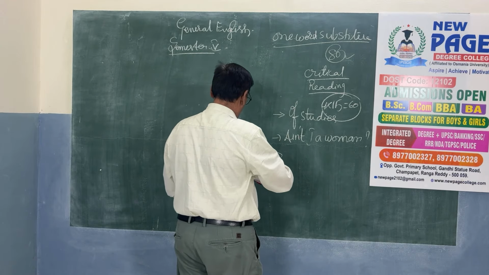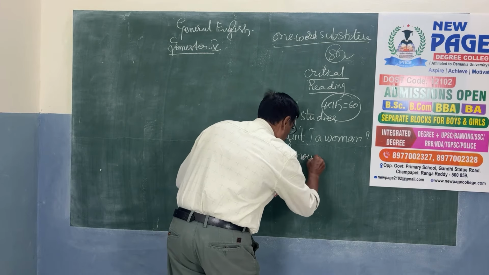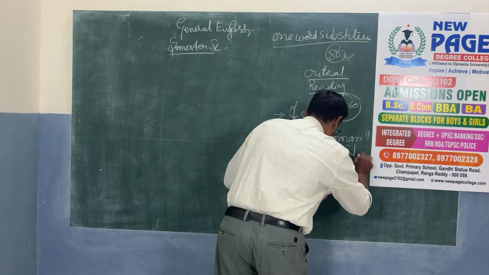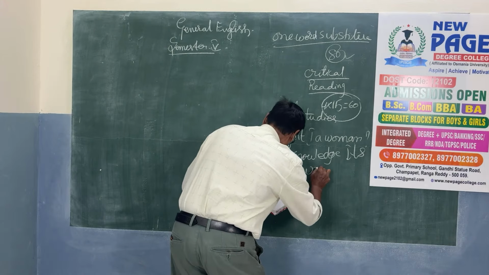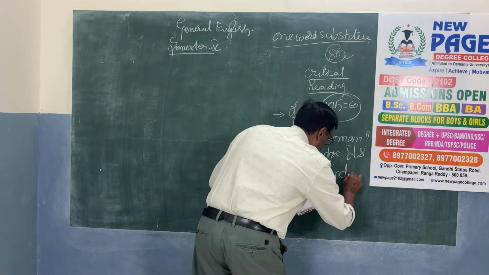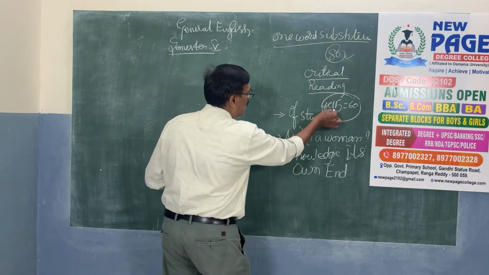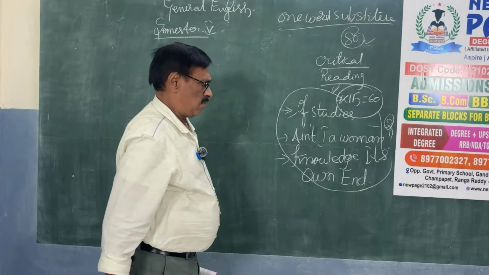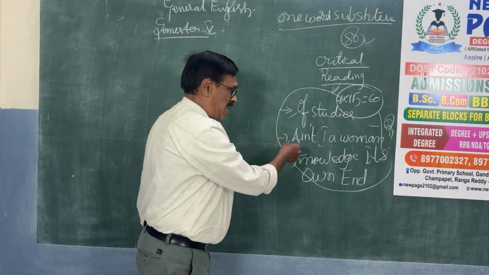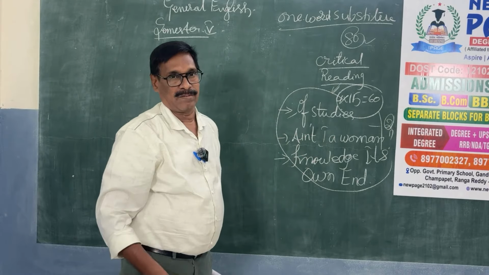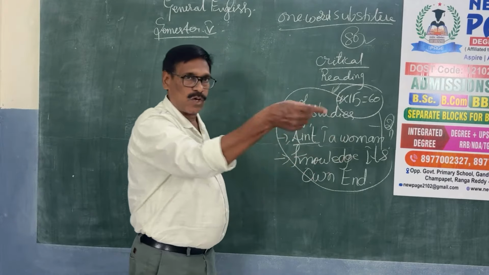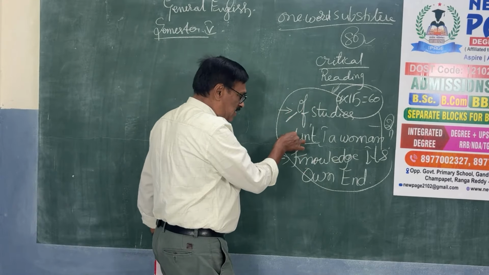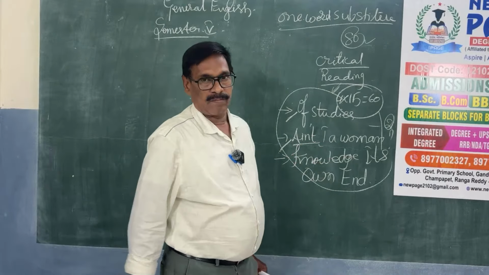Knowledge its own end. But what I am telling you, ma, these 3 are critical readings. I think this one is important. Ain't I a Woman means am I not a woman. So nowadays we are calling this one Ain't I a Woman, meaning am I not a woman. That is the meaning. So better to prepare Of Studies and Ain't I a Woman.